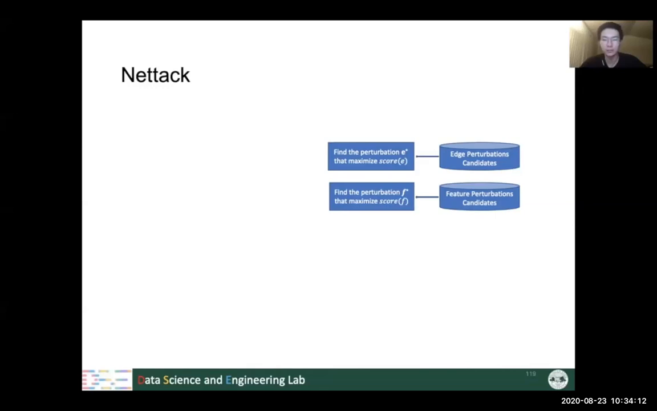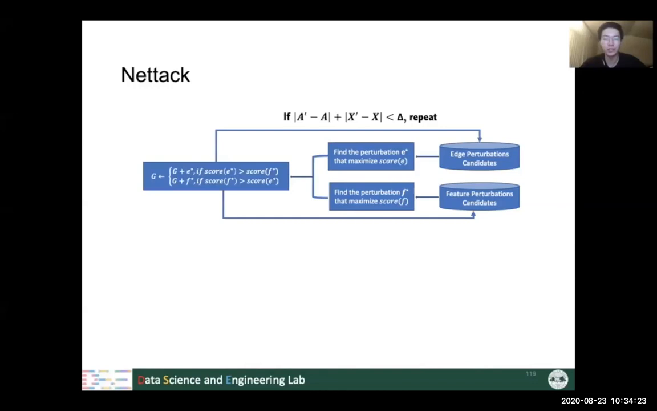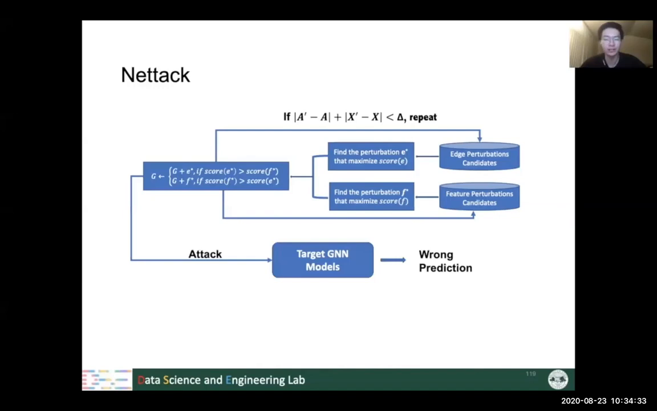Then we modify the graph according to the perturbation by repeating this process until we reach the perturbation constraint. We can get the finally perturbed graph, which can fool the target GNN model into giving wrong predictions. So that is for NETTACK.